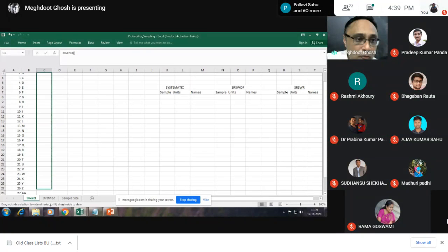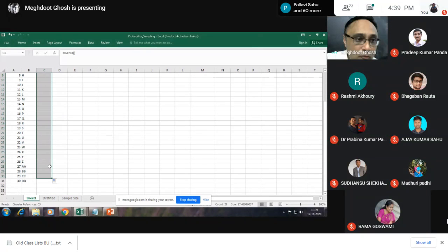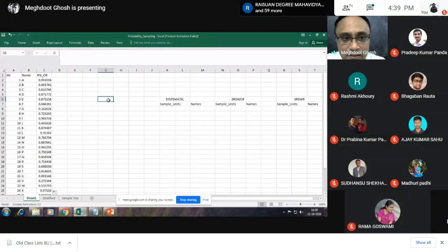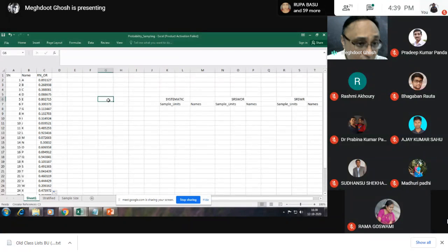I'm just dragging it by means of the fill handle, and I got this. So some numbers have occupied these cells. I don't know where these numbers came from. I don't know how these numbers originated. So there is no formula for originating these numbers. I can still randomize it. How? After doing this, you press F9. If you press F9, carefully look at this column, RN underscore OR. See, automatically the values are changing. And which values are coming? Again, I don't know. And since I don't know, that is why it is random.